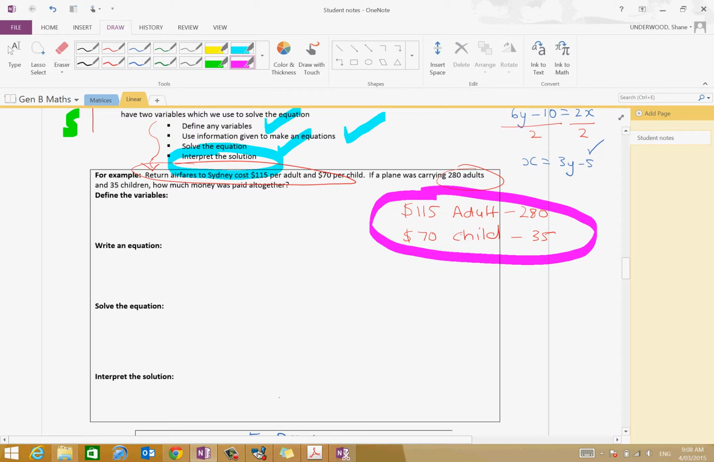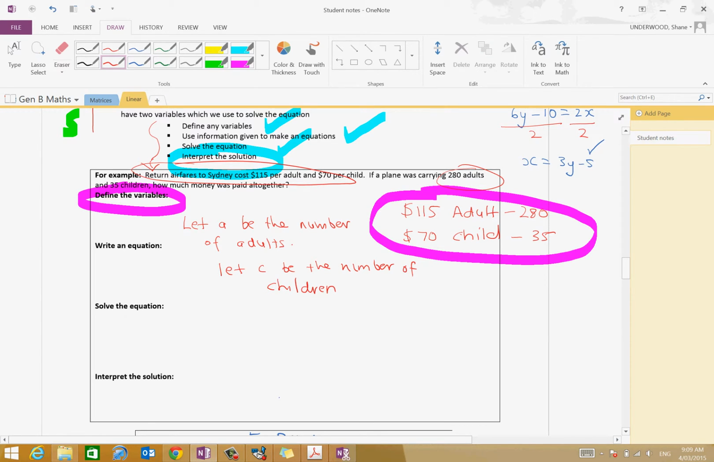But at the same time, now what we've got to do is define our variables. We can make up whatever variables we like as long as we define them. So what I'm going to do is say let A be the number of adults. We're going to say let C be the number of children.